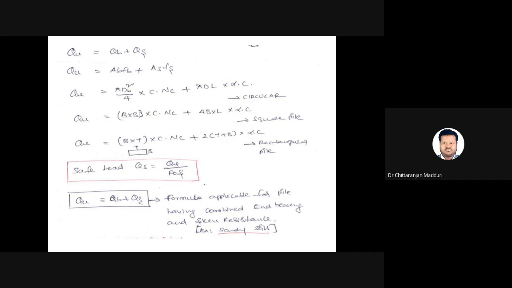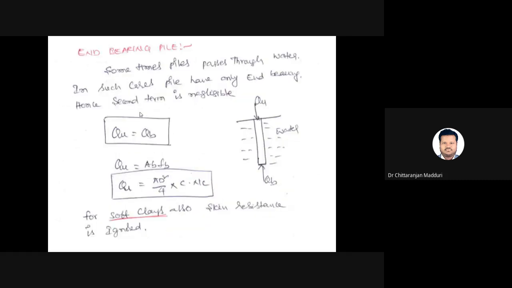So Q is equal to Qb plus Qs. This formula is applicable for piles having combined end bearing and skin resistance. That is for sandy soils. So for sandy soils, the pile can develop friction and also the pile can rest on the hard stratum. That's why for combined end bearing Qb and skin resistance Qs, we use this formula.